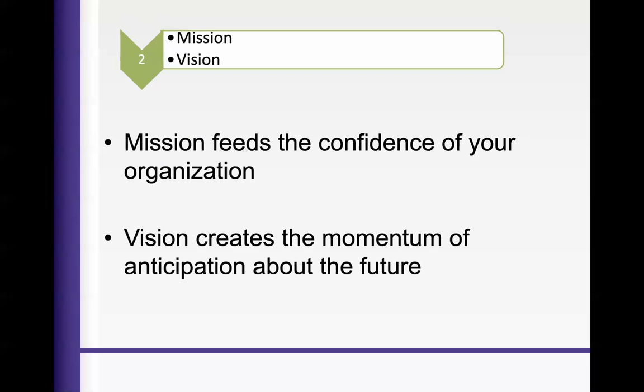Then either we need to look back at our current mission and vision statement or develop a new mission and vision statement, which may be just for that service, but that mission and vision then also may be part of the higher mission and vision. And that mission feeds the confidence of your organization. And the vision creates the momentum, anticipation about the future. Now, when I was younger and I learned about mission and vision, I kind of poo-pooed it, oh, that's just a nice little slogan or whatever.